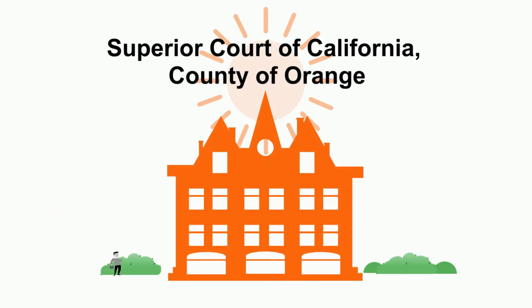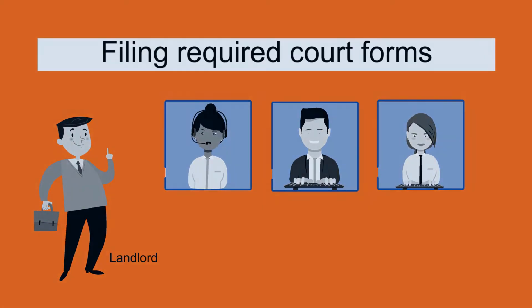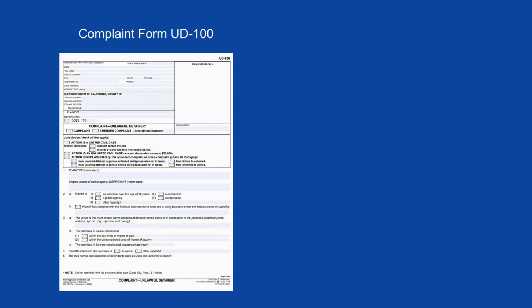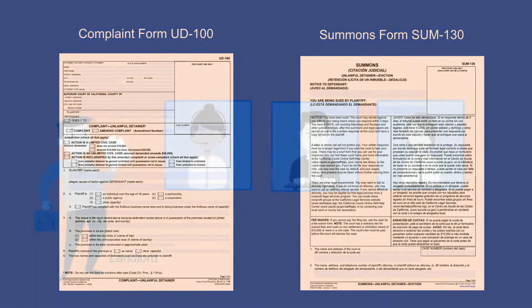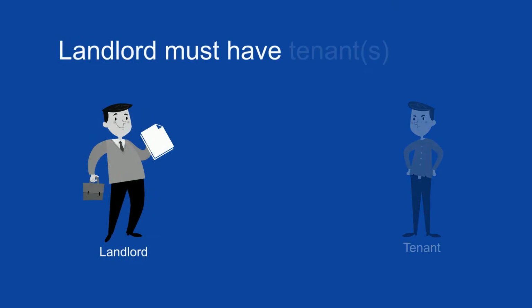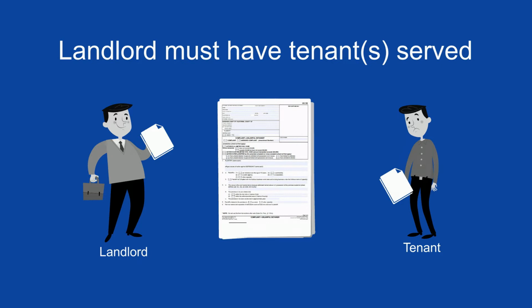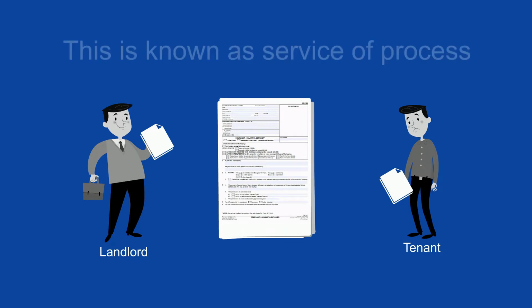A landlord starts an eviction case by filing required court forms, which include the complaint, Form UD 100, and the summons, Form SUM 130. Once the required eviction forms are filed with the court, the landlord must have the tenant served with a copy of the filed forms. This is known as service of process.